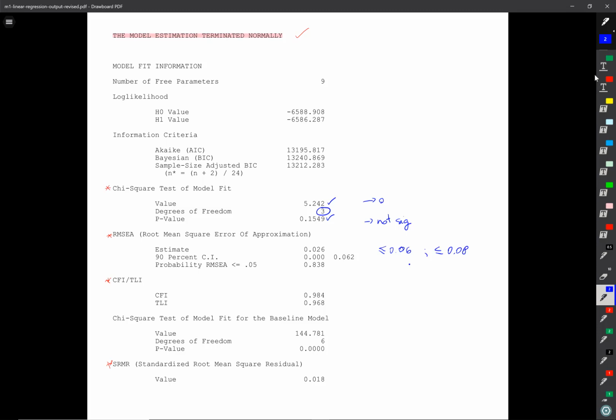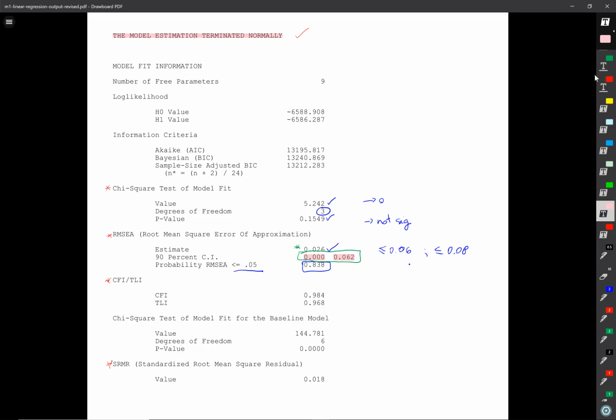Ours is below 0.06, which is very good. In fact, the probability that the RMSEA value itself is below 0.05 is quite high. Now the RMSEA comes with a confidence interval, which tells us how confident we should be in terms of the actual coefficient here. So this is the confidence interval, and it has a lower bound and an upper bound.